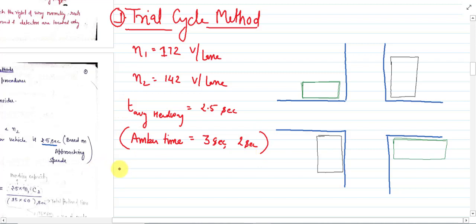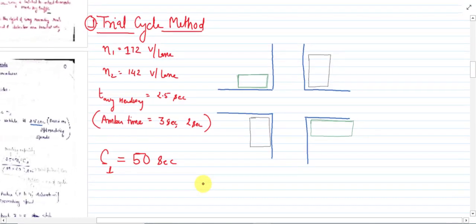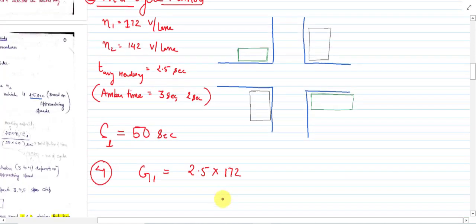Let's go with step 3, which says that you have to assume your cycle length. So let's assume the first trial. In our first trial, we assume our cycle length is 50 seconds. Now step 4 says that your green time will be equal to 2.5 multiplied by 172, which is the count in 15 minutes, divided by 15 into 60 divided by 50 seconds.